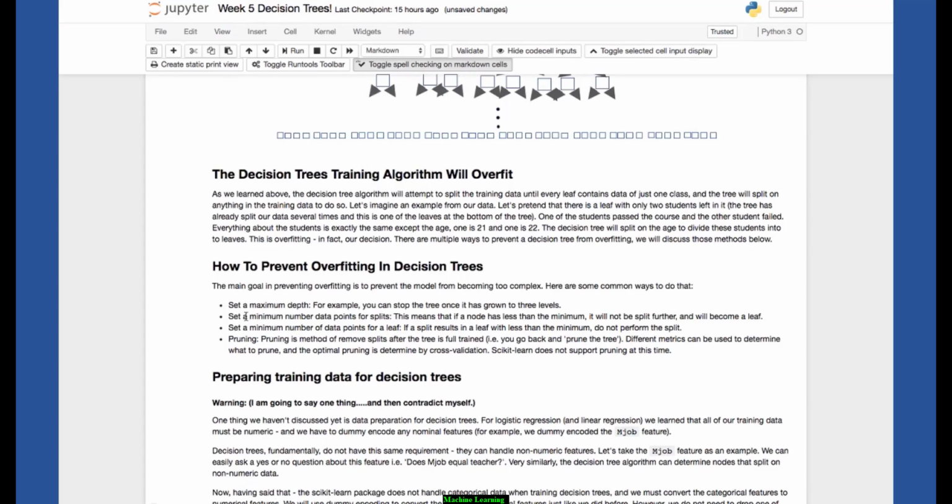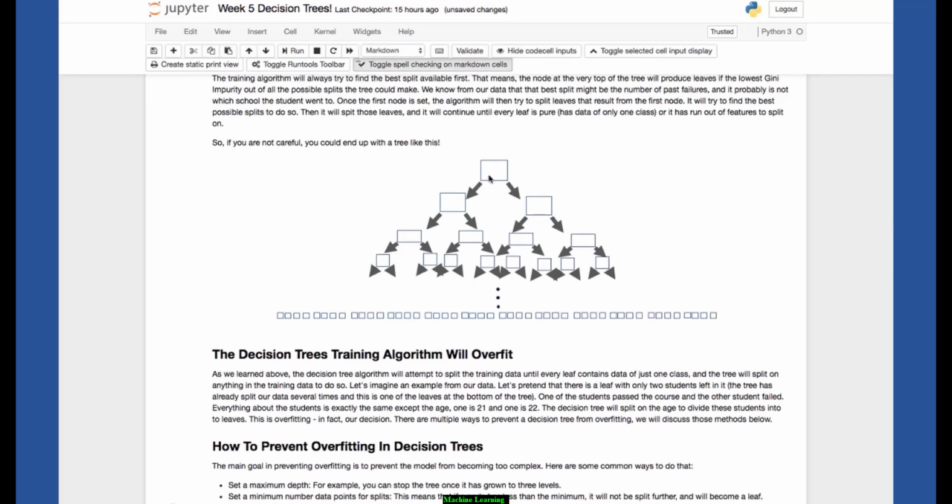So one is very simple. Actually, the first three are pretty simple, but the first is very simple. You just set a maximum depth. When I say depth, I mean the number of levels. This would be the first level, the second level, the third, the fourth, etc. Until, let's say we're at the 50th level down here. Actually, if this was 50, there would be many, many more boxes. But the point is you can have each level.